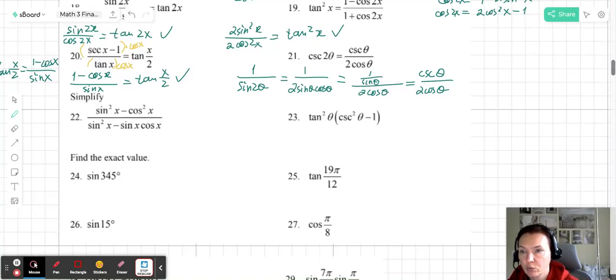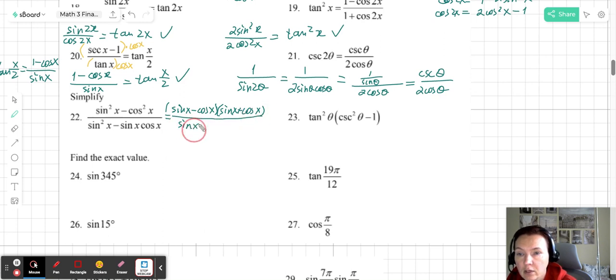Continuing with our study guide, problem 22, we're simplifying sine squared minus cosine squared over sine squared minus sine times cosine. The numerator can be factored into sine x minus cosine x times sine x plus cosine x, and the denominator can be factored into sine x. You factor it out, and then you have sine x minus cosine x left. So those two will cancel out, and then sine x plus cosine x, you can divide each term by sine x. So sine over sine, that's going to be 1, and then cosine over sine, that is cotangent x.